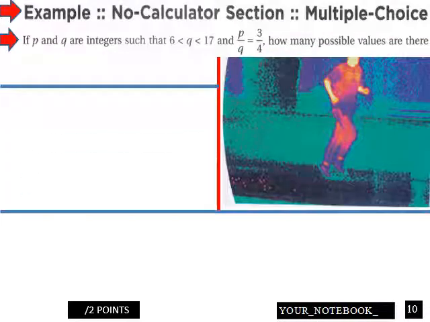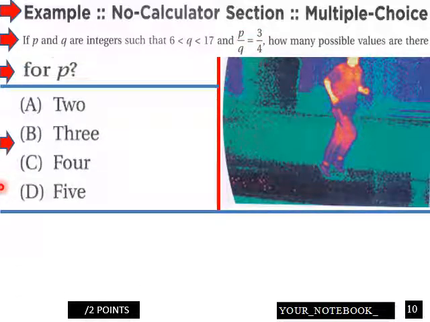So example, no calculator section, multiple choice. If p and q are integers such that 6 is less than q less than 17 and p over q equals 3 over 4, how many possible values are there for p? So these are the possibilities here for p.